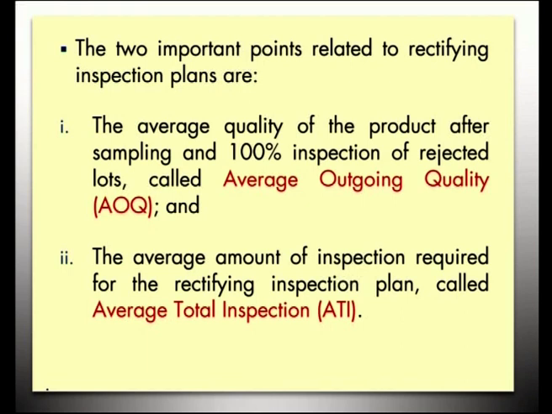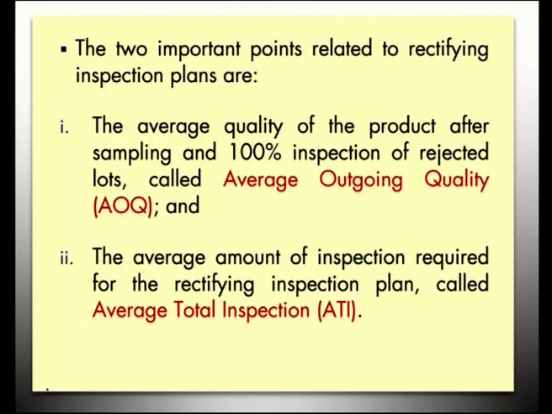Now, these kinds of abbreviations are very important. We talked about the acceptance sampling plan. AOQL we talked about, that is average outgoing quality level, and we talked about AQL, acceptable quality level, and LTPD we talked about, that is lot tolerance proportion defective, and then we talked about AOQ, that is average outgoing quality, and then ATI stands for average total inspection.